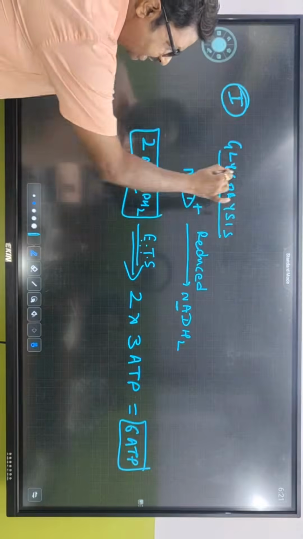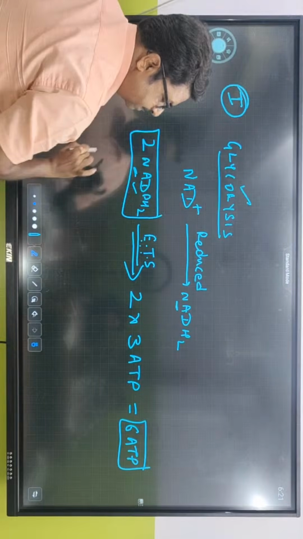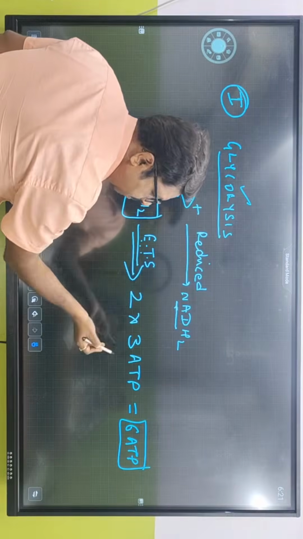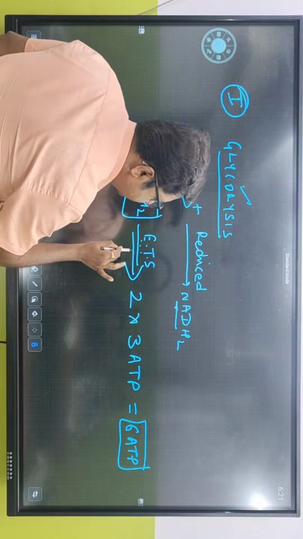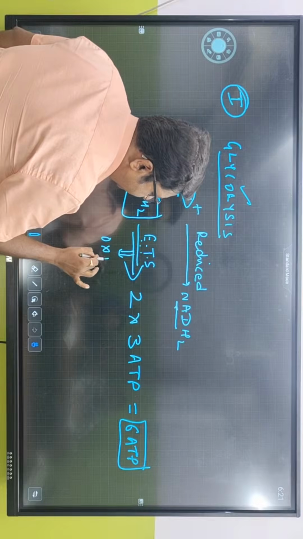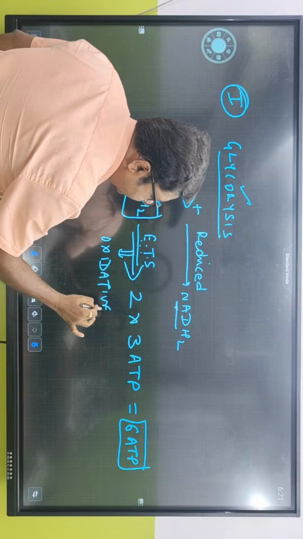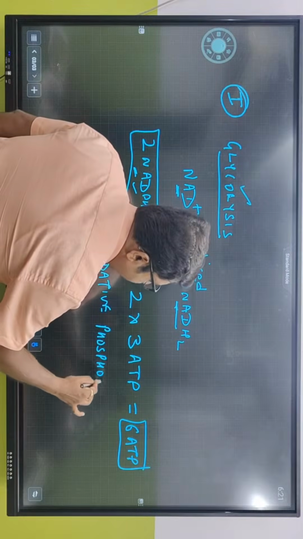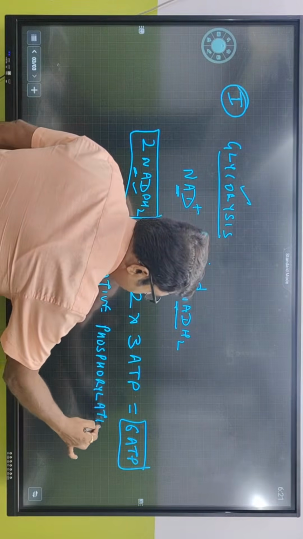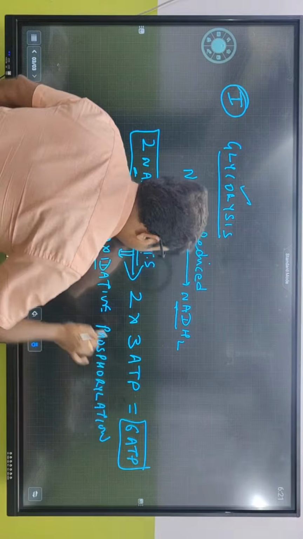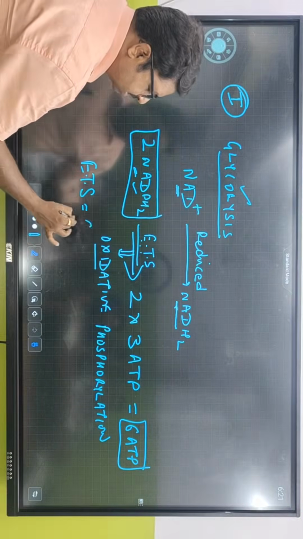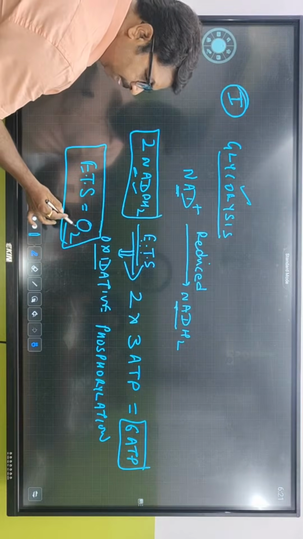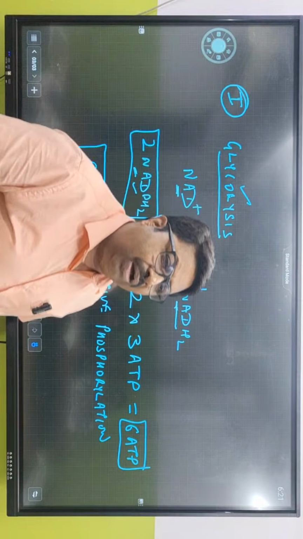So in glycolysis, this NAD is reduced to give rise to NADH2, which ultimately goes into the ETS. What is ETS? Normally we know that ETS requires what? Oxidative phosphorylation. We call this oxidative phosphorylation. Now Varun, tell me, ETS requires what? ETS requires O2. Oxygen.